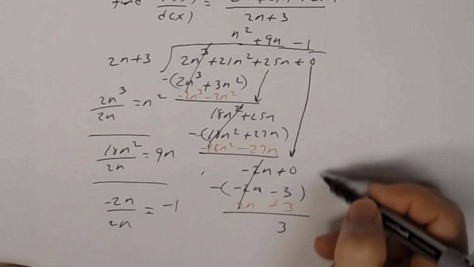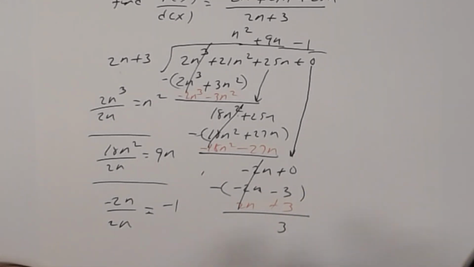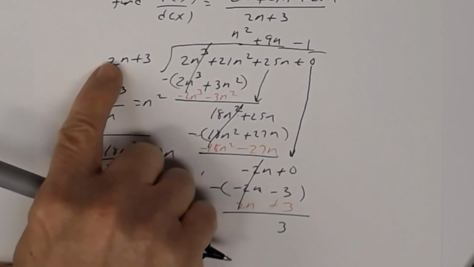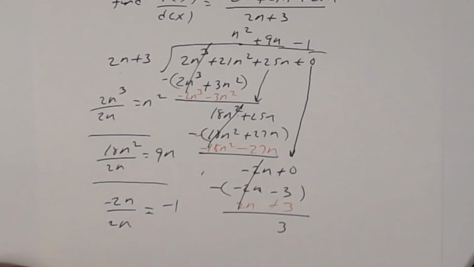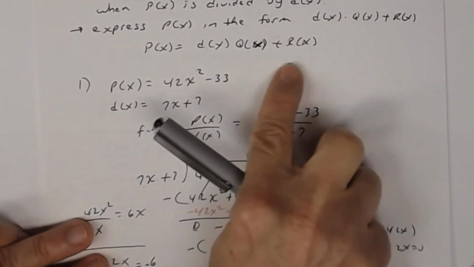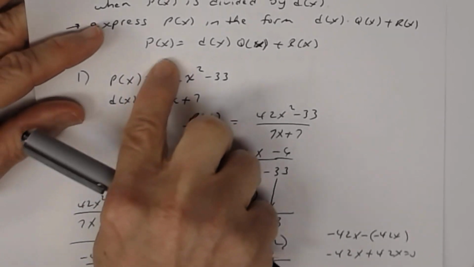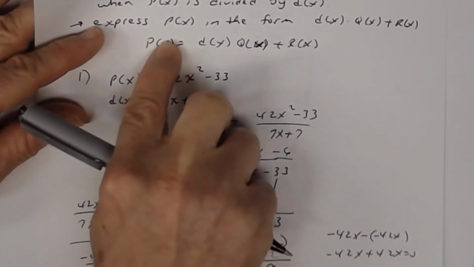You see, there's nothing to bring down anymore, right? And notice the degree here is 0. The degree of a constant is 0. The degree of the divisor is 1. 0 is less than 1, so you're done. You just have to write the answer the way they want you to, and that's the way they want you to write the answer.